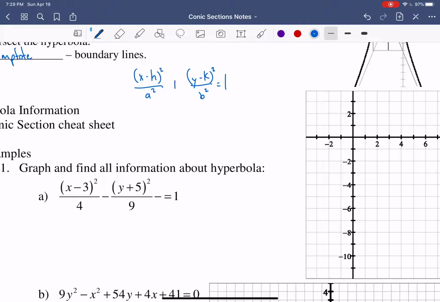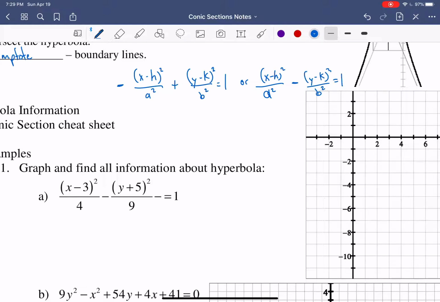We have addition in between, but we have a negative in front of the x fraction. Or we can have that switched, where we have x minus h squared over a squared, and then we have the minus in front of the y piece. And this creates 2 separate hyperbolas.